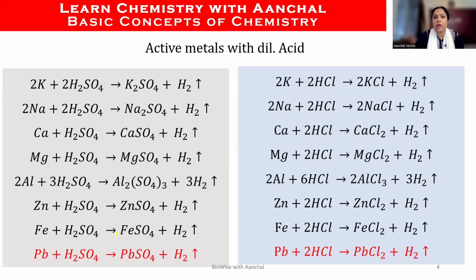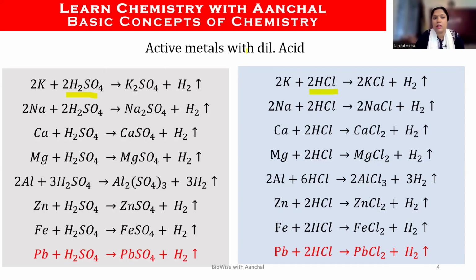Now here you can see the active metals with dilute acid. This is your MASH reaction, that is metal plus acid gives salt and hydrogen. So these are so many reactions. Here is a set of reactions with sulfuric acid, and here there are a set of reactions with hydrochloric acid. You can pause the video here and write down all the reactions. This will also help you to practice the reaction and also balance the reaction.